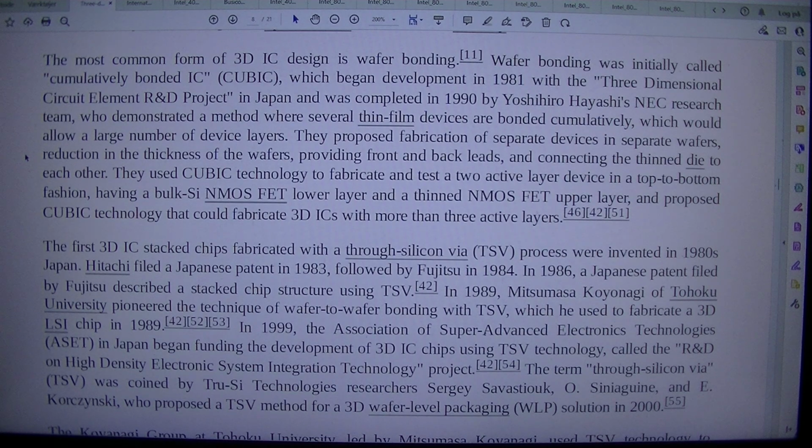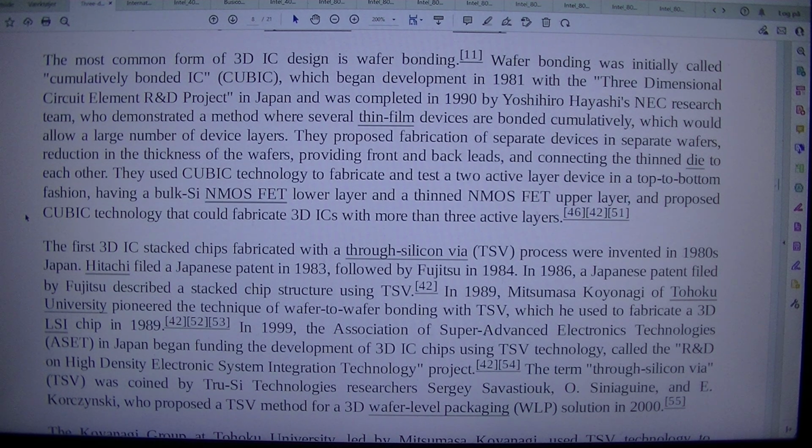They proposed fabrication of separate devices in separate wafers, reduction in the thickness of the wafers, providing front and back leads, and connecting the thin die to each other. They used CUBIC technology to fabricate and test a two-active layer device in a top-to-bottom fashion, having a bulk silicon MOSFET lower layer and a thinned MOSFET upper layer, and proposed CUBIC technology that could fabricate 3D ICs with more than 3 active layers.